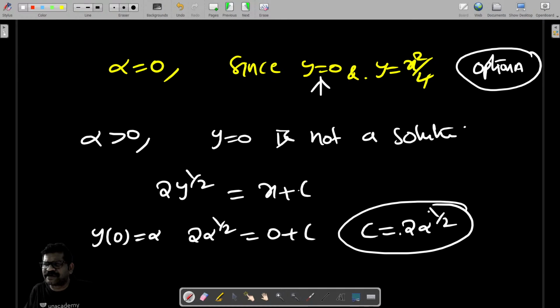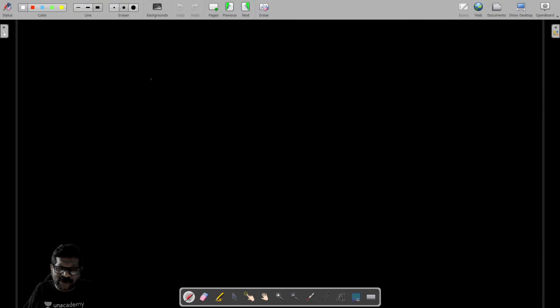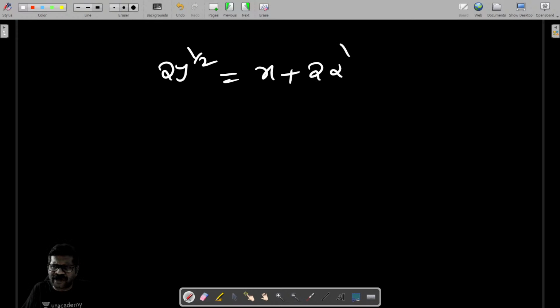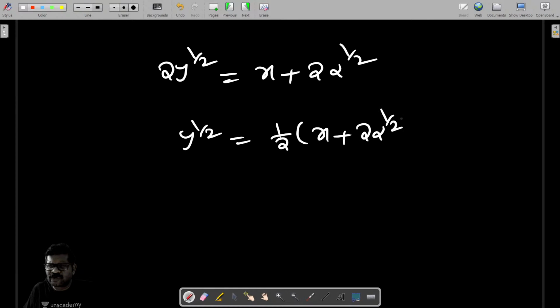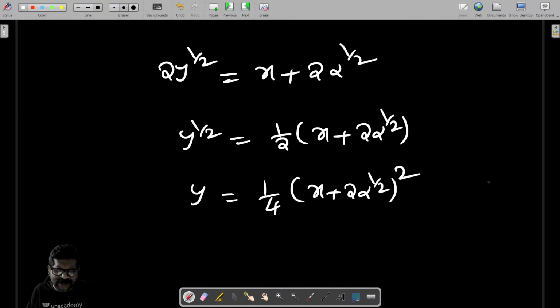Now substitute here. You will get 2 into y power 1 by 2 equal to x plus 2 into alpha power 1 by 2. From this, y power 1 by 2 equal to 1 by 2 of x plus 2 alpha power 1 by 2, squaring on both sides. Y is equal to 1 by 4 of x plus 2 alpha power 1 by 2 whole square.